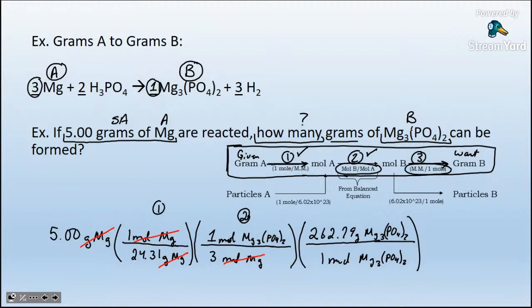Because if all I'm doing is writing down the numbers 1 over 24.31, 1 over 3, 262.79 over 1, it's very easy to lose track of what substance it is that you're working with. Not only that, but by writing down the substance, again, we can visually see that between step 2 and step 3, my moles of magnesium phosphate cancel out. And that's exactly what I want to have happen. So if it's only numbers, you can't really verify that units are canceling like they're supposed to. So I always tell my students, yes, write down those substances, verify the units.